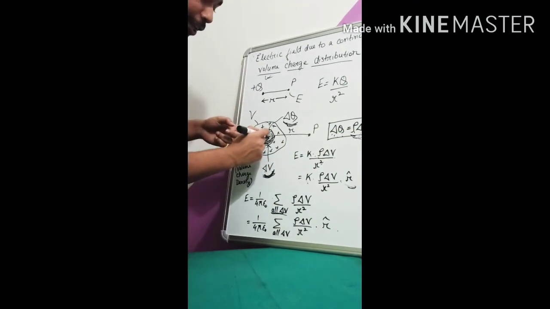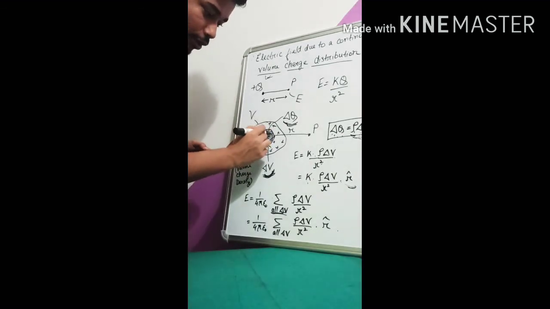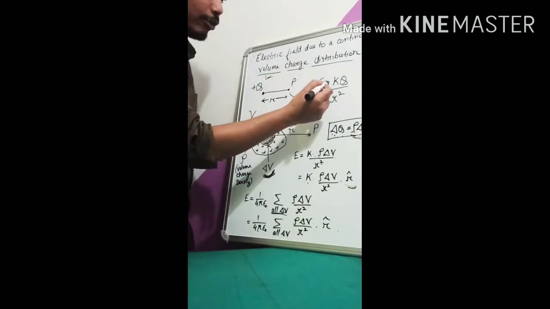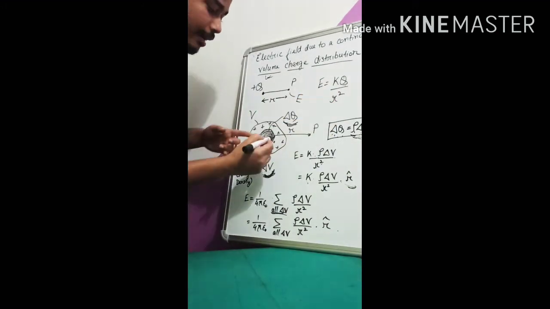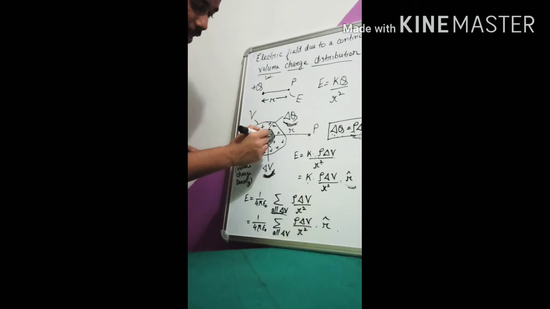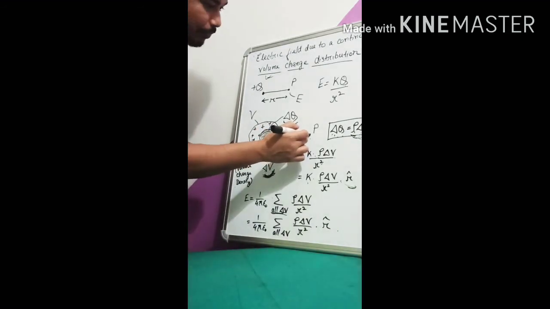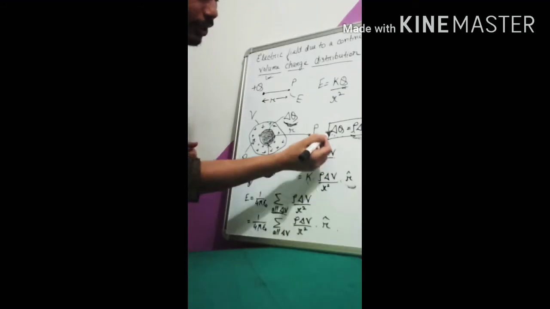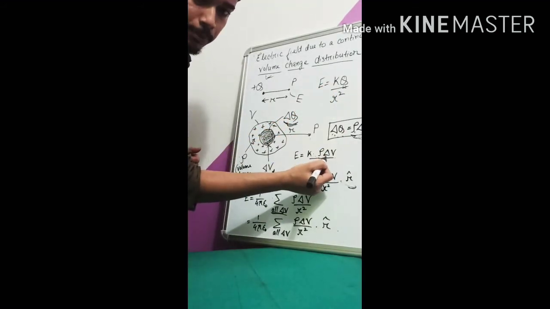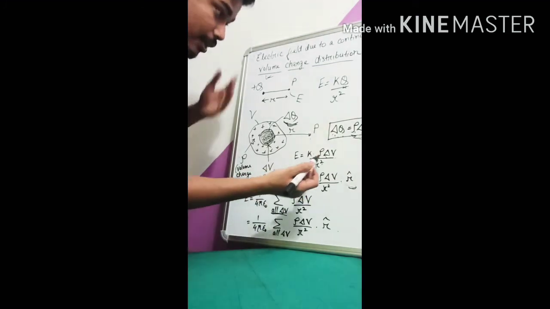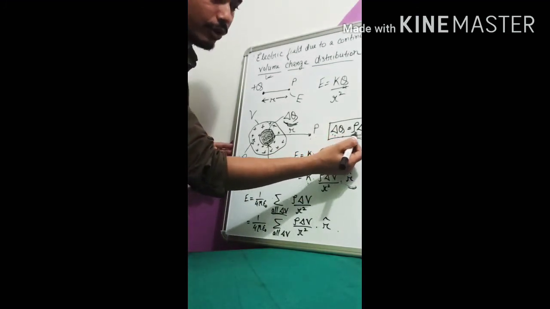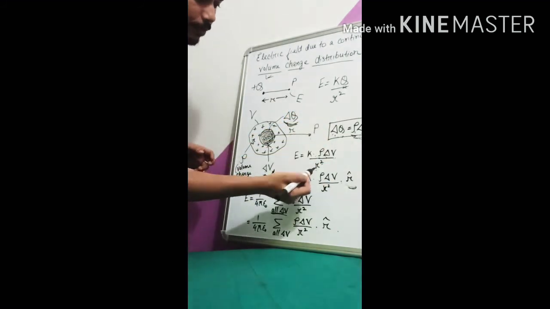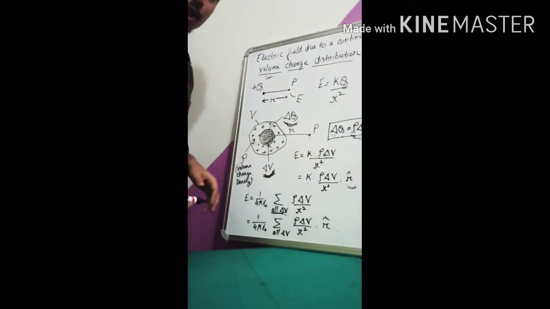Now what will be the electric field due to this small volume element at the point P? We will use the similar formula kq divided by r square. Here r is the distance of separation between this volume element and the point P. Now what will be the value of q? We will have to put the value of q as delta q for this part. So what is the value of delta q? Delta q is rho delta v. So we have put here rho delta v divided by the denominator r square.